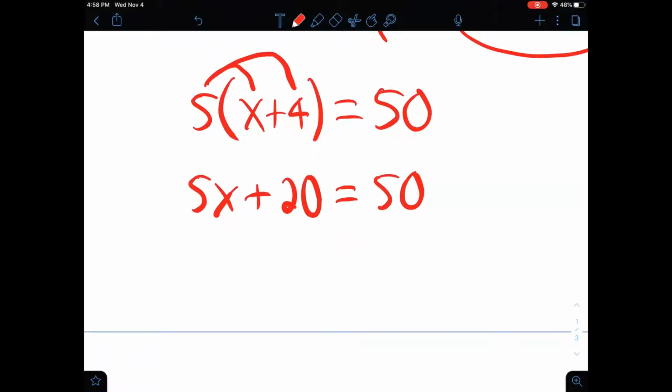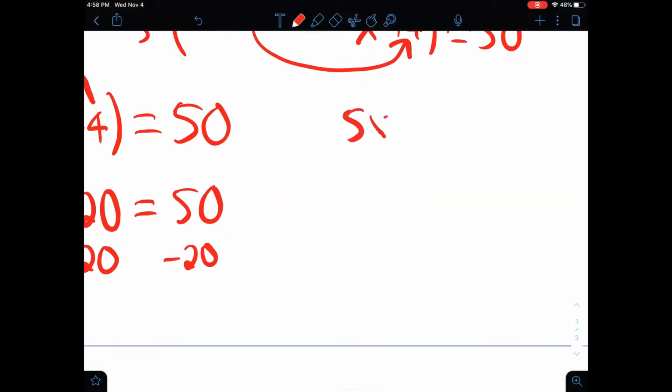Next step is to get 5x by itself by subtracting 20. Now we have 5x equals 50 minus 20 is 30. Divide by 5. X is going to be equal to 6.